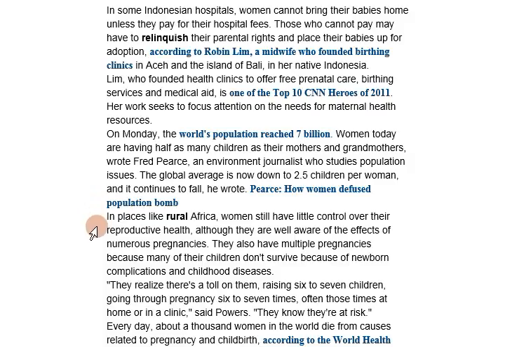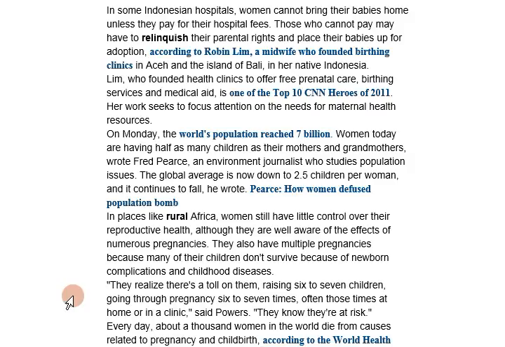In places like rural Africa, women still have little control over their reproductive health, although they are well aware of the effects of numerous pregnancies. They also have multiple pregnancies because many of their children don't survive because of newborn complications and childhood diseases. They realize there's a toll on them. Raising 6 to 7 children, going through pregnancy 6 to 7 times, often those times at home or in a clinic, said Powers. They know they're at risk.